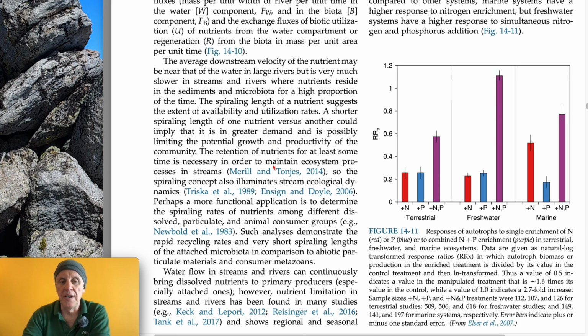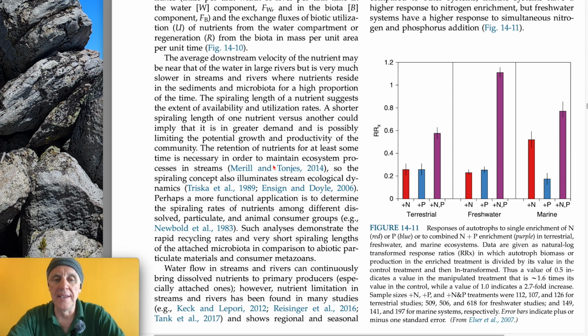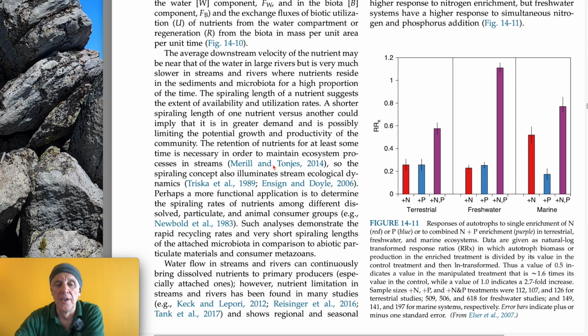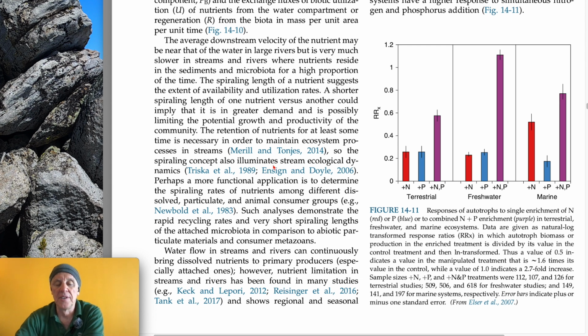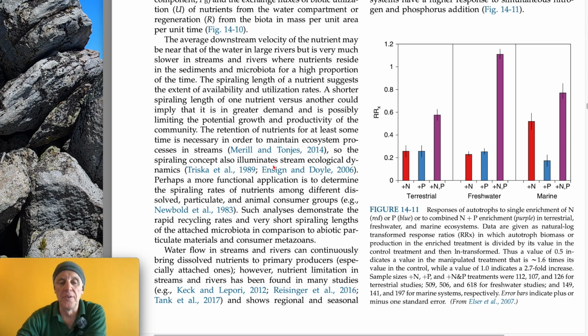The average downstream velocity of the nutrient may be near that of the water in large rivers, but is very much slower in streams and rivers where nutrients reside in the sediment and microbiota for a high proportion of the time. The spiraling length of a nutrient suggests the extent of availability and utilization rates. A shorter spiraling length of one nutrient versus another could imply that it is in greater demand and is possibly limiting the potential growth and productivity of the community.